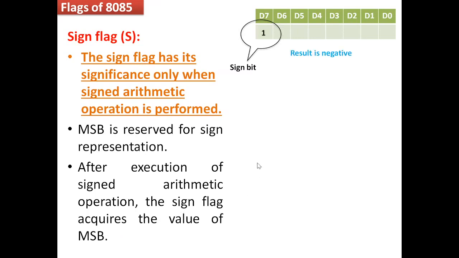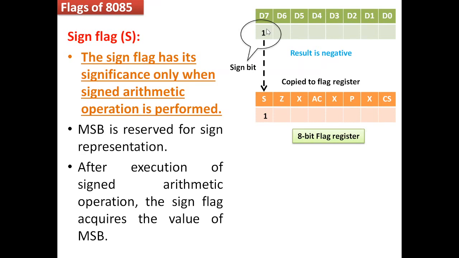You can see it here. Suppose after any operation we have a value here and a 1 here, it means the result is negative, and the 1 will be directly copied into the flag register at the position of S. Here 1 signifies that the result is negative. Now supposing we have a 0 here. The 0 means the result is positive and it will be directly copied to the flag register.